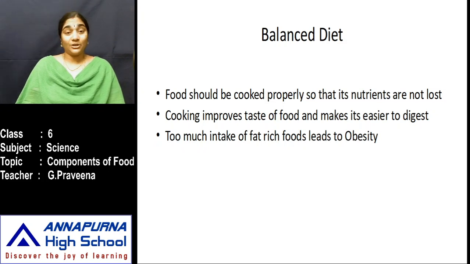Apart from having good food, we should also see that our food is cooked properly in such a way that its nutrients are not lost. See, some foods like vitamin C, if cooked for a longer time, you can see that these vitamins are completely lost. So the food should be cooked properly, as cooking improves the taste of food and makes it easier to digest.